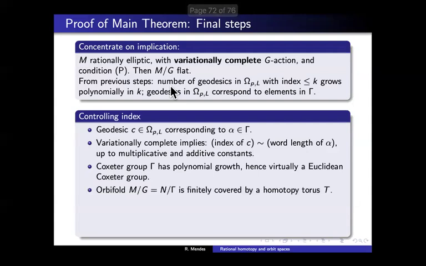Now the nice thing, Ricardo... Yeah. This is Ravi, sorry to interrupt. When you say the Coxeter group has polynomial growth, is this at least quadratic, right? Or what? Because hyperbolic groups have linear growth, right? So... Right. But maybe I missed something. Sorry.